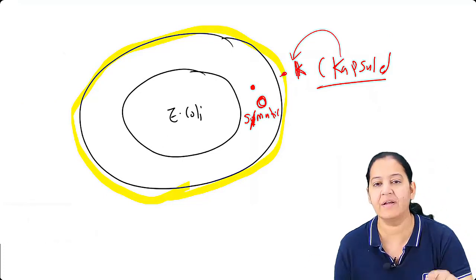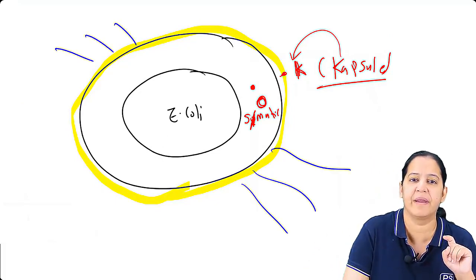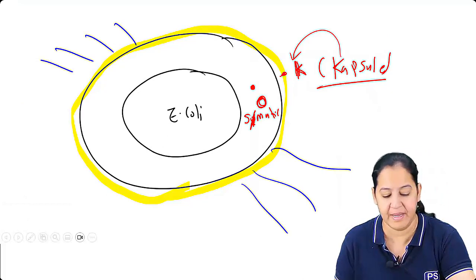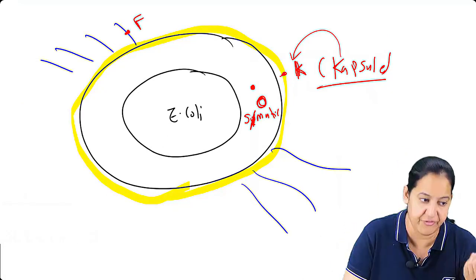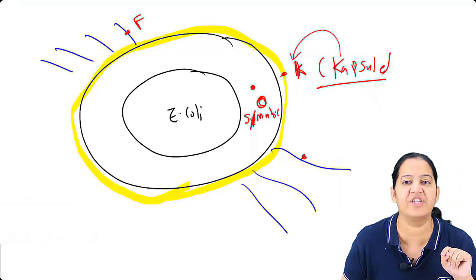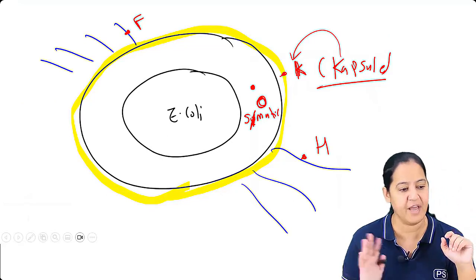Apart from that, there are flagella. These are flagella and these are fimbriae. The antigen present on the fimbriae is F, F for fimbriae. The antigen present on flagella is H. So a total of 4 antigens are present. See, the same diagram I have given.